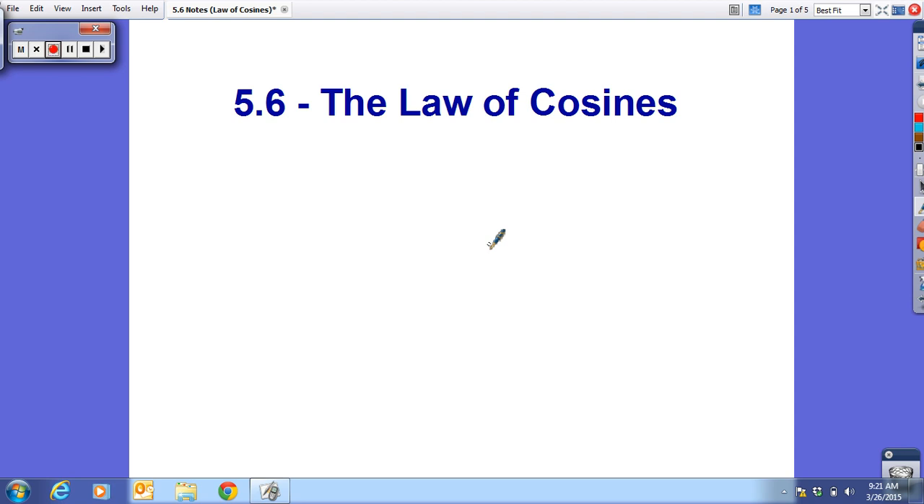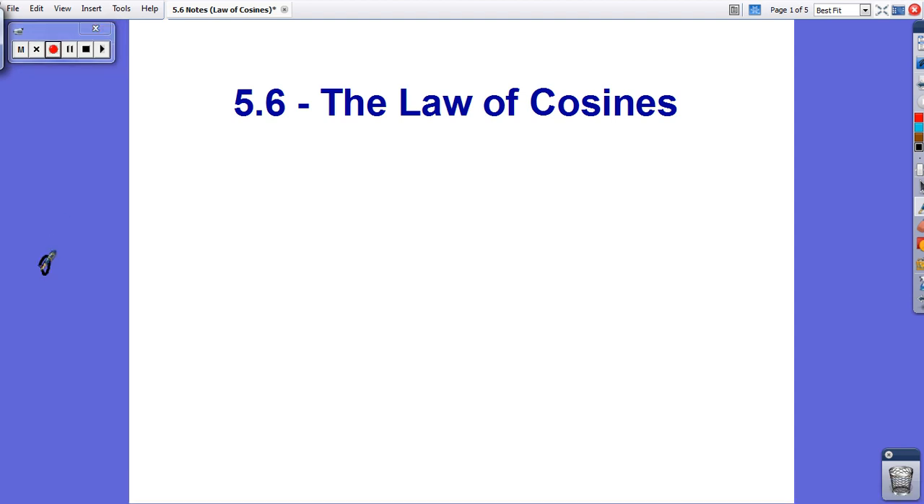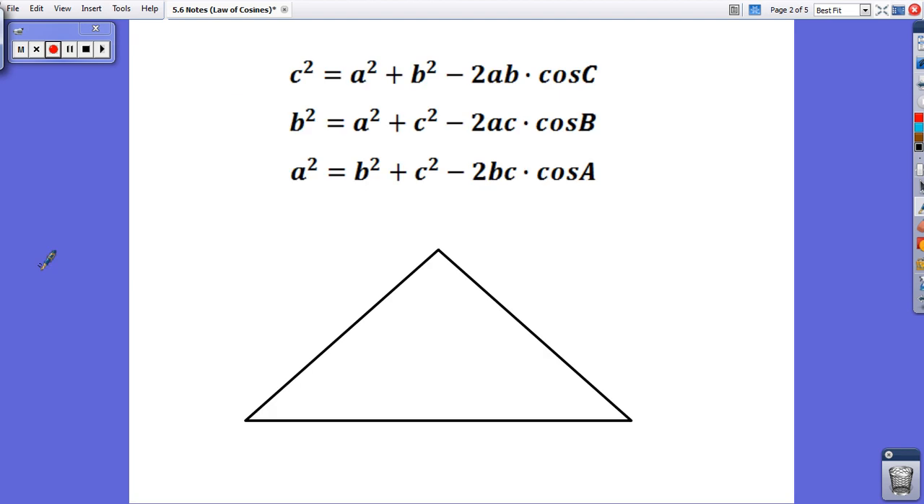Alright, this is the last section of this unit. This is the law of cosines, and it's going to be even easier than the last section. The law of cosines says this. All of this stuff is the law of cosines. You do not need to memorize these. I will give you these on a test or on a quiz.